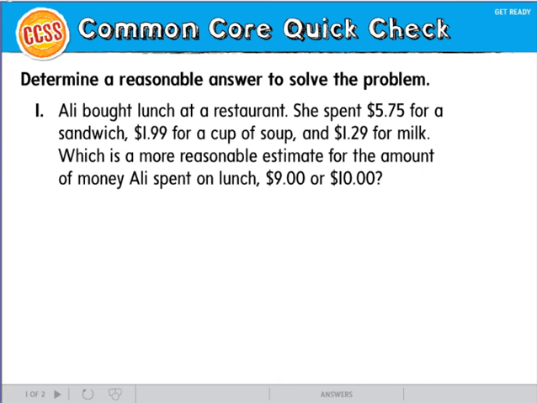We're going to start with rounding some decimals and adding some decimals for a warm-up. Okay? So, Ali bought lunch at a restaurant. She spent $5.75 for a sandwich, $1.99 for a cup of soup, and $1.29 for milk. Which is a more reasonable estimate for the amount of money Ali spent on lunch? $9 or $10? Okay? So, it says the word estimate, which means we need to round and then solve. So on your whiteboards, round and then solve. Flip your whiteboards over when you're done.